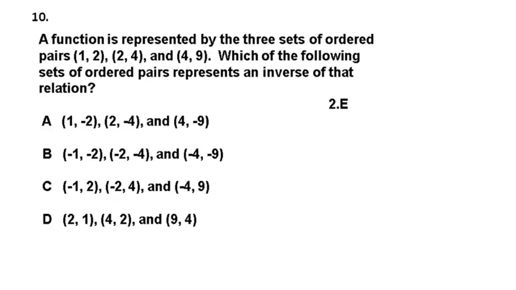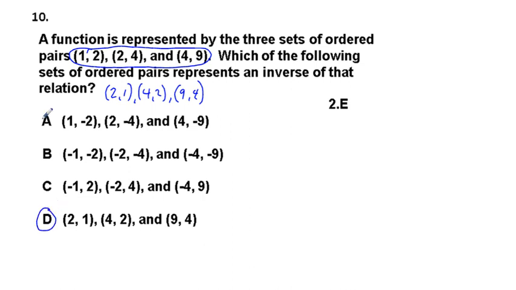Next, 10. A function is represented with three sets of ordered pairs, 1, 2, 2, 4, and 4, 9. Which of the following sets of ordered pairs represent the inverse of that relation? For this relation, all we do is x's become y's and y's become x's. So instead of 1, 2, we're going to have 2, 1. Instead of 2, 4, we're going to have 4, 2. And the last one, instead of 4, 9, we're going to have 9, 4. Where do we see this in place? Looks like D, doesn't it?